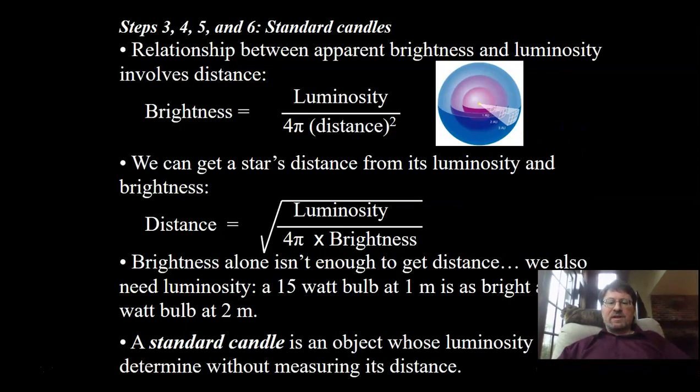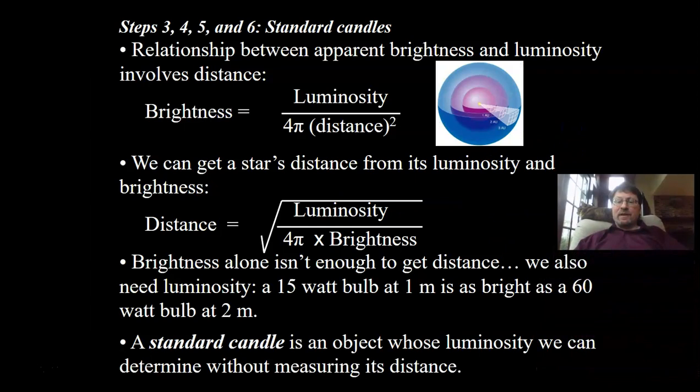Okay, step three is going to make use of standard candles, as is step four and step five and step six. So we're going to talk about what we mean by standard candles right now, and then we'll talk about each of these steps individually. So the first thing to appreciate is that there's a relationship among how bright something appears, how bright it intrinsically is, that's the luminosity, and the distance to the object.